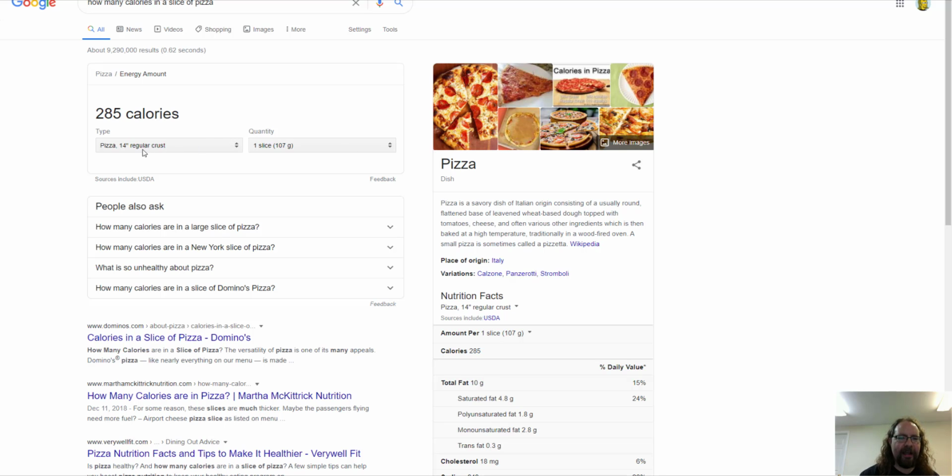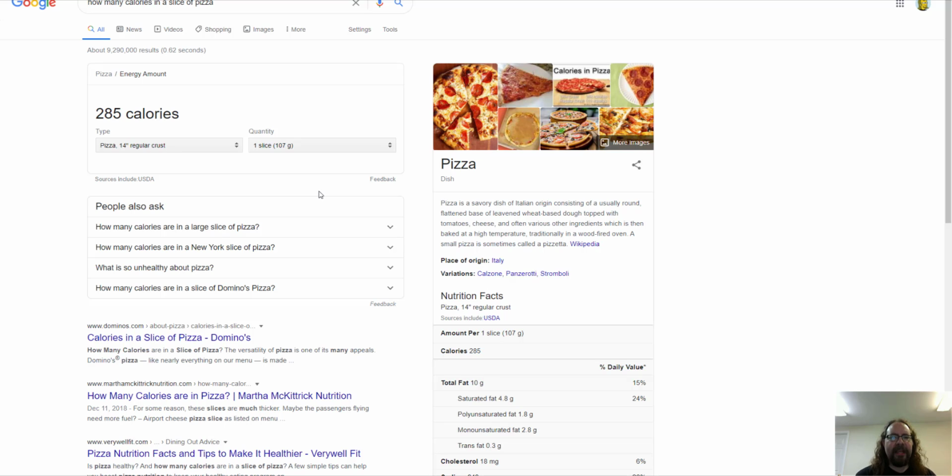Now it does specify 14-inch regular crust and one slice being 107 grams. So first of all, Google is imposing precision we didn't necessarily give it. We didn't tell it how big a pizza was, what kind of crust, or how big our slice is. So it's giving us that precision because it needs that to give us an answer. But even then, think about still all the variables this isn't accounting for.